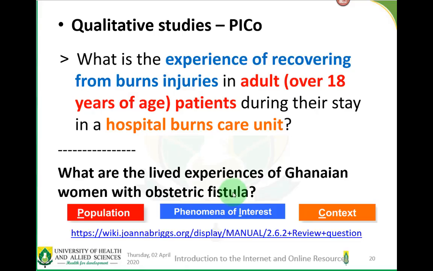And so I also gave my example for you to explore. What are the lived experiences of Ghanaian women with obstetric fistula? Interesting question. So your phenomenon of interest is lived experiences of Ghanaian women with obstetric fistula. That is your interest. Population, Ghanaian women with obstetric fistula. Context, Ghana. Does that make sense?